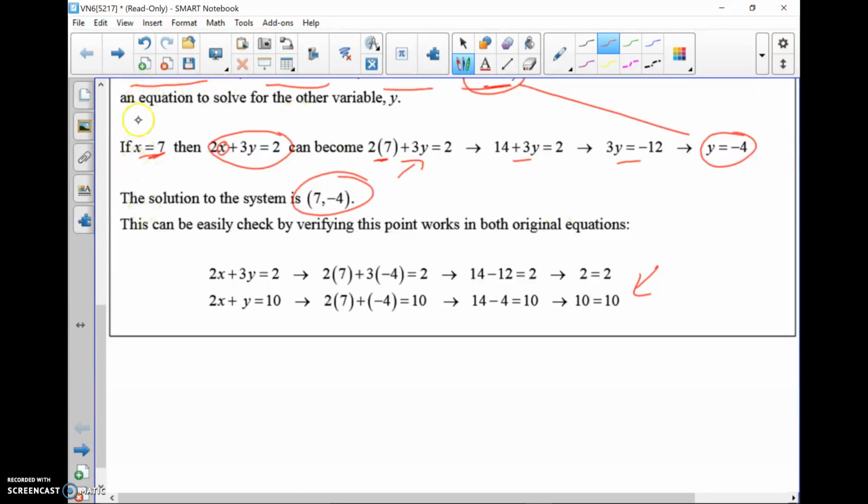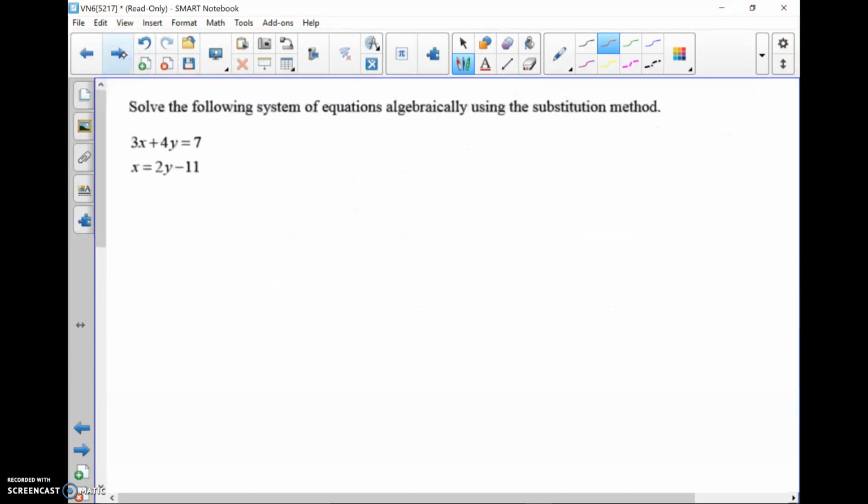All right, let's try a couple from start to finish now. Okay, so here's, I think, 2 examples on this page.